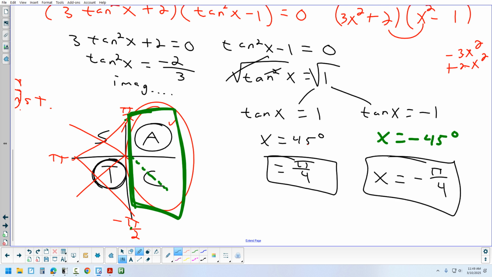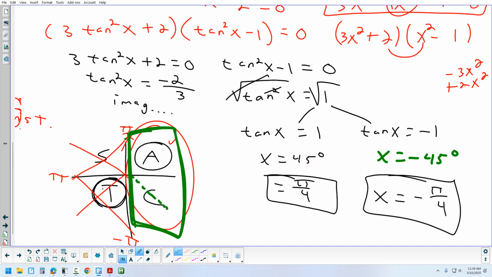So even though there are two other answers to this problem, they don't want them. If you accidentally wrote the other answers in these quadrants, 2 and 3, I'd probably take off 2 points because you wrote 2 answers you didn't need to. I'd still give you credit for everything else, but you'd probably lose 2 points.